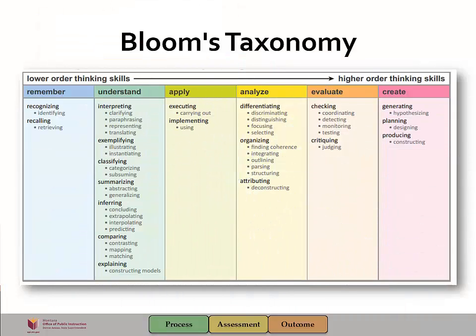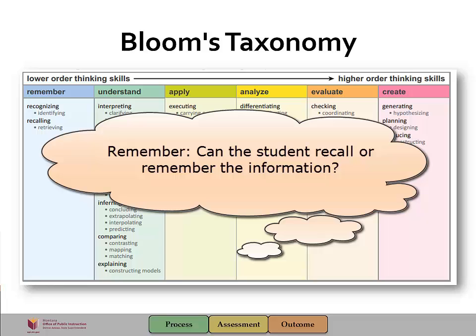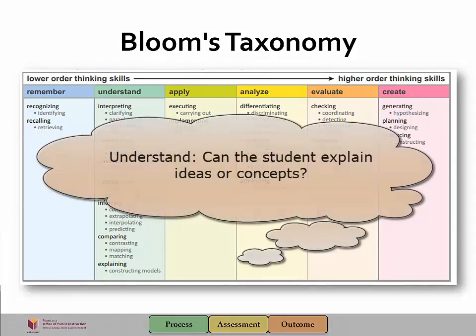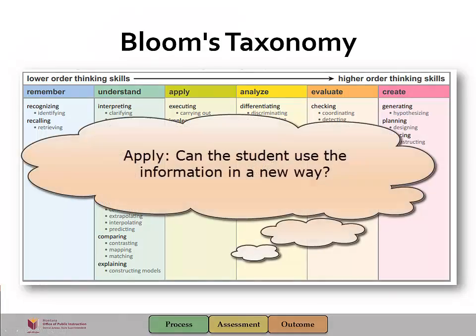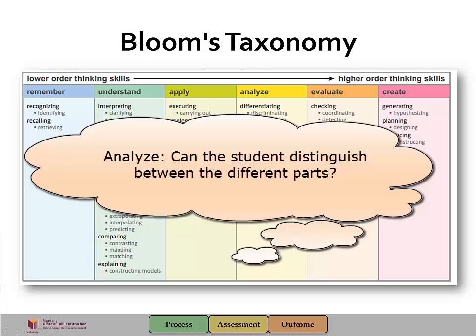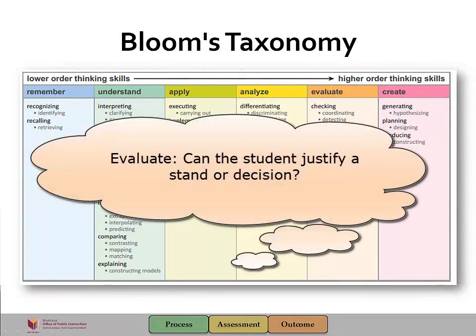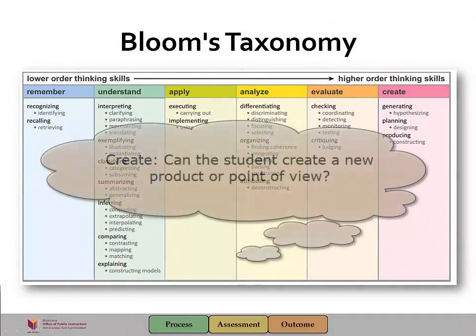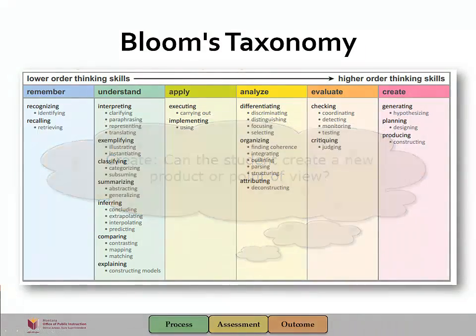Bloom's taxonomy provides a way to organize thinking skills into 6 levels, from the most basic to the more complex levels of thinking. These 6 levels provide us with a way to express qualitatively the different kinds of thinking. Let's look at remembering. Can the student recall or remember the information? Understanding. Can the student explain ideas or concepts? Apply. Can the student use the information in a new way? Analyze. Can the student distinguish between the different parts? Evaluating. Can the student justify a decision? Creating. Can the student create a new product or point of view?